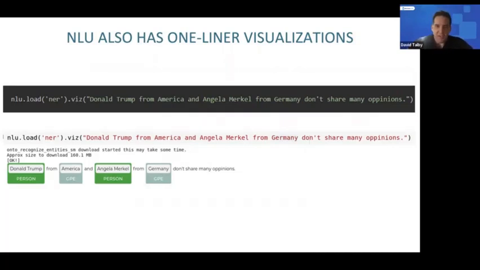But NLU goes beyond just running the prediction. There are also visualizations built in. To get the visualizations, for example here for named entity recognition, instead of predict, use the viz method. So you can see nlu.load NER, it's the same model, but instead of predict, you say viz. With viz, you're asking the model to run the same thing, but visualize the results with the visualizer that's most relevant to the model that you just loaded. So here you can see the visualization for Donald Trump from America and Angela Merkel from Germany. They don't share many opinions. You can see the entities.